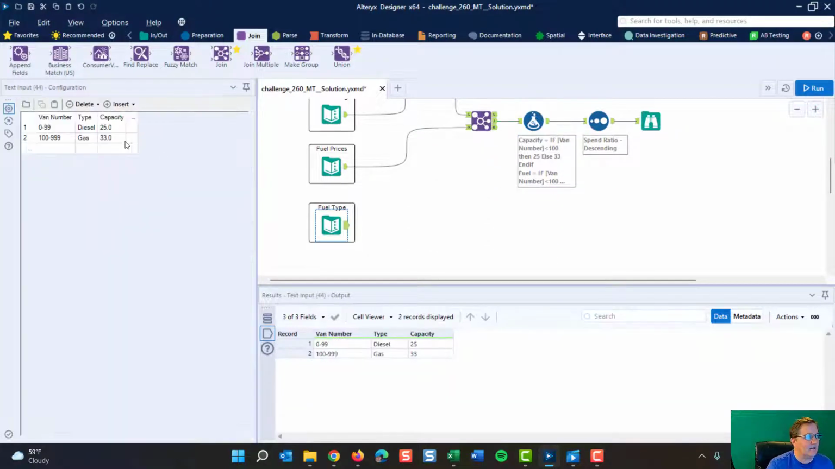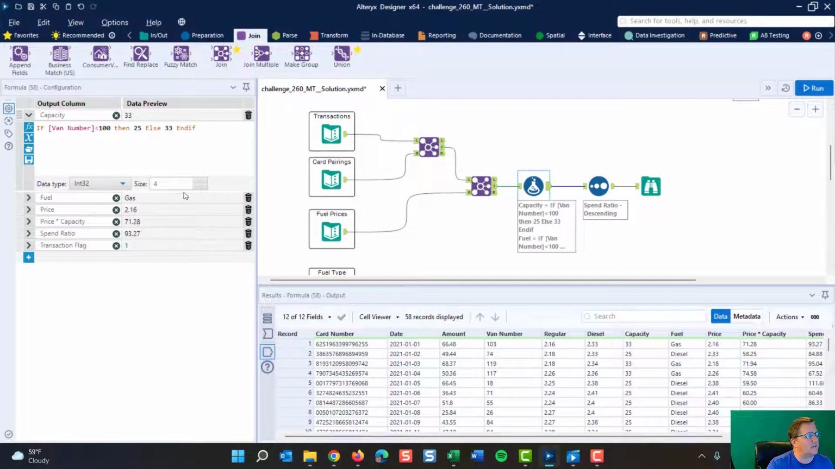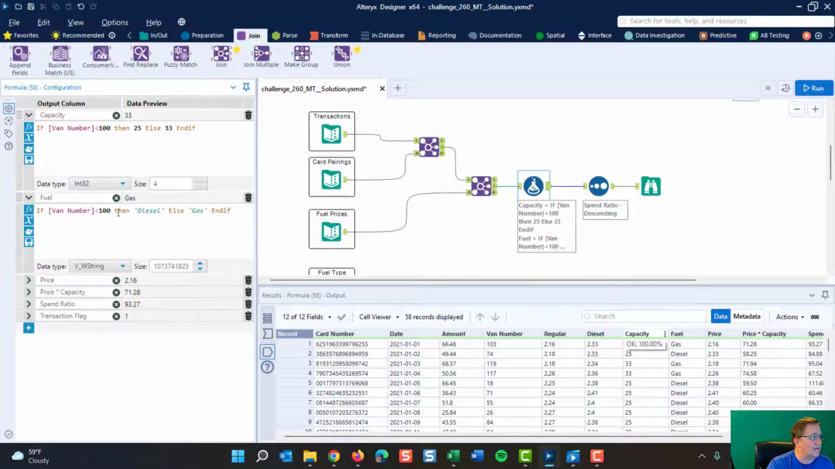Now, the information does provide us something, but this is just as easily done in a formula like I do here. The first thing I say is capacity. Well, if the van number is less than 100, then it's 25. Otherwise, it's 33. That's the capacity right there. Next, fuel. If the van number is less than 100, then it's diesel, else gas. So you can see we've got diesel or gas.